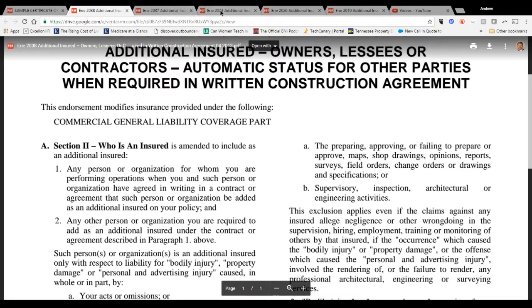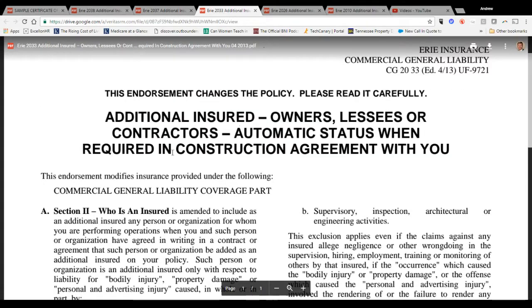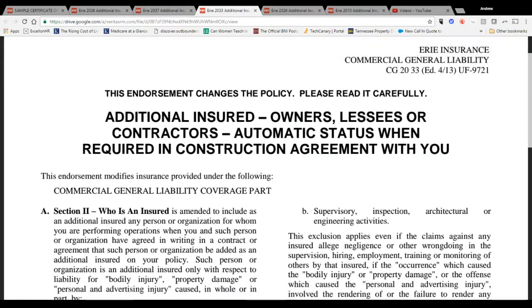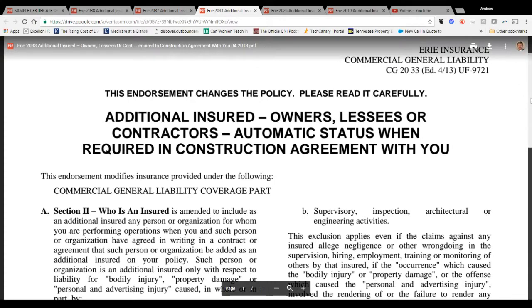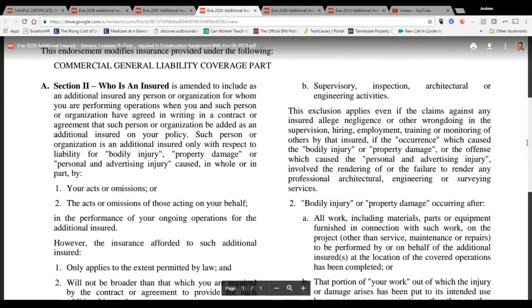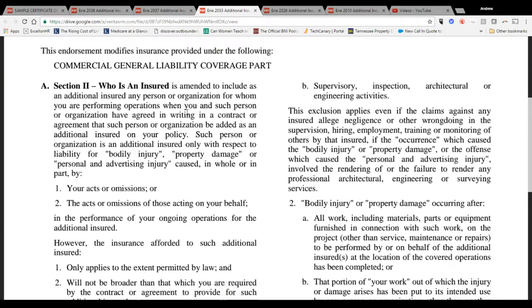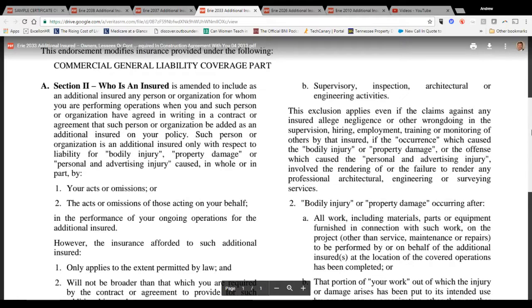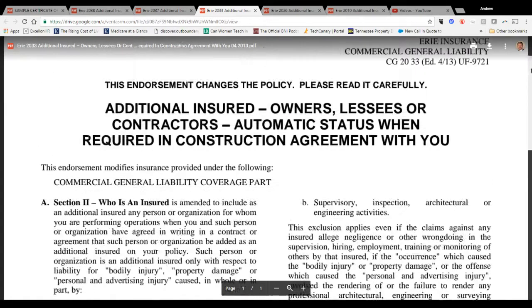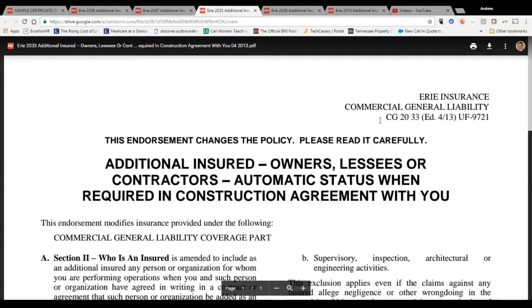There are other ones that, like this one here, it's CG 2033, but it only gives automatic status for any person or organization for whom you are performing operations. Okay, so it's only the people that you are performing operations for, so the owner of the project, the architect, the engineer, none of them get additional insured status if you use the 2033 form. You need to know this.